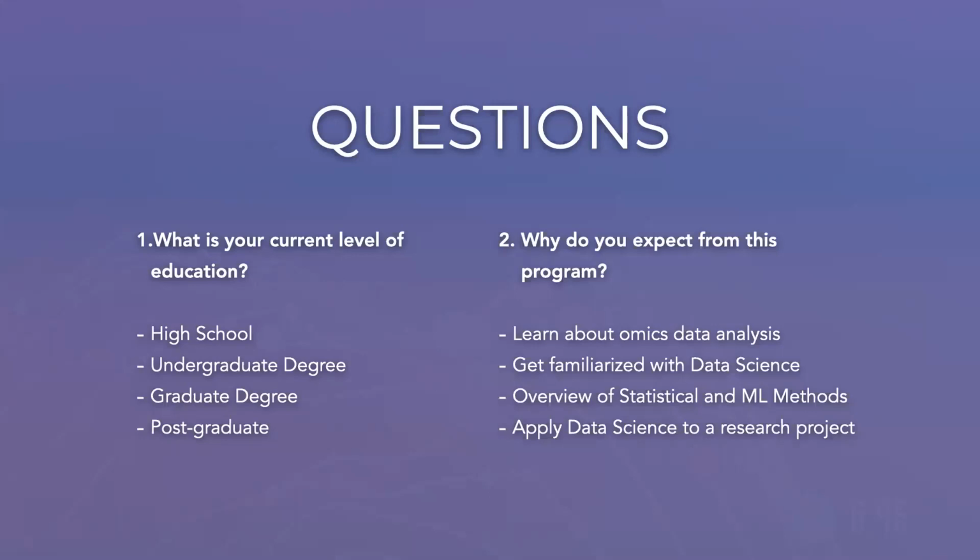So you can answer 2.1 is learn about omics data analysis. 2.2 is get familiarized with data science. 2.3, gain an overview of statistical and machine learning methods. 2.4, apply data science to a research project. And then some of you might be interested in multiple, so 2.5 will be for multiple answers from this list.